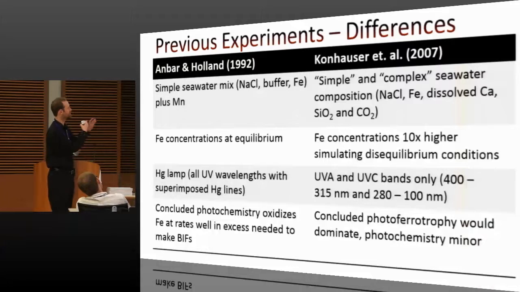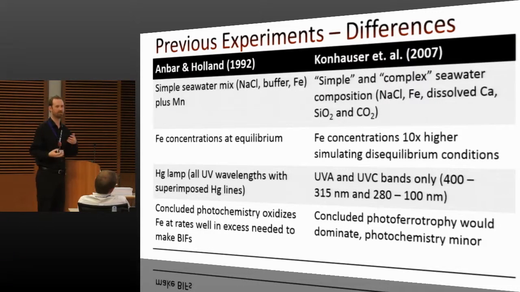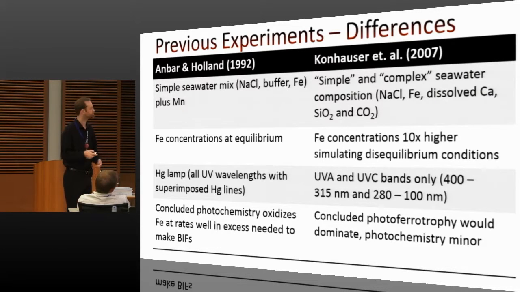But all these experiments are very different. They used different compositions of their seawater, simple versus complex mixtures. Iron concentrations were an order of magnitude different. They used different light sources, one of which had a 100 nanometer band gap right in the middle of the UV spectrum. And they concluded different things.